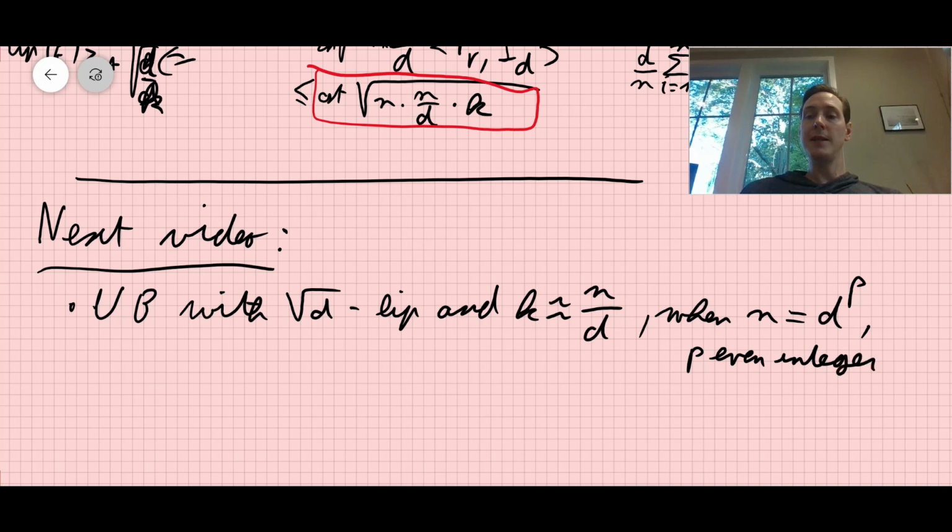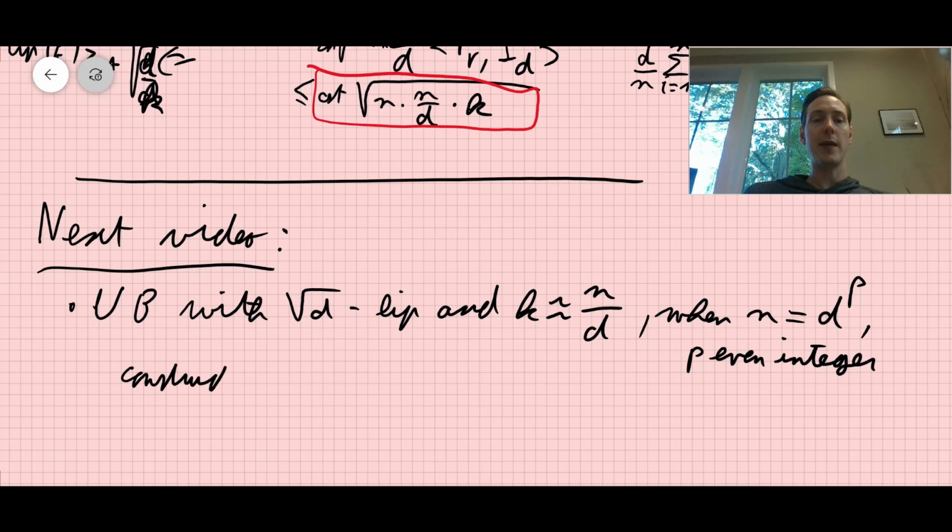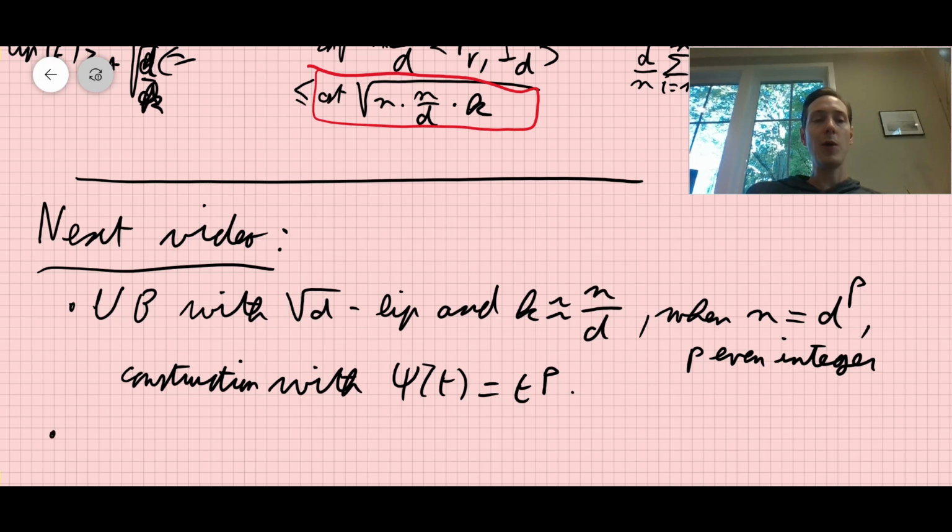Again, this is far from telling you the complete picture, but it broadens the set of cases where we know how to match the upper bound conjecture. And this will be closely related to a certain tensor construction and interesting properties of tensors. So this is what I will explain. And the construction in this case will be with psi of t, which is simply t to the power p, just the power function. And then I will also explain in that video that in this case, this is optimal. So we can prove a matching lower bound for this case.